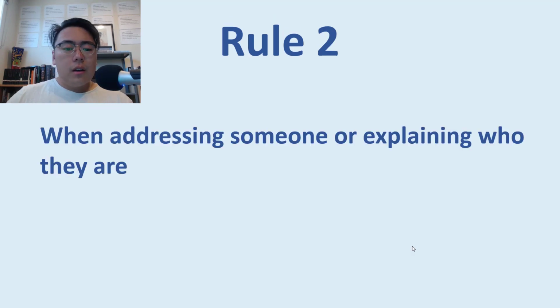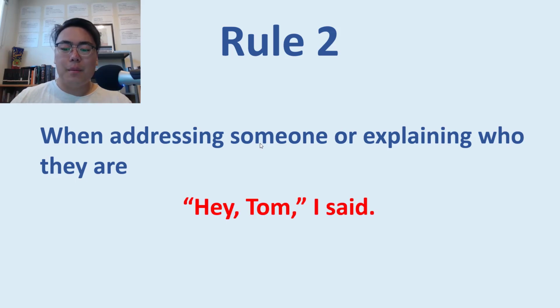Number two, you can use it when you're addressing somebody or explaining who they are. A really easy mistake to make when you're doing creative writing or fictional writing as well. If you say, hey Tom, I said. In the example, we're addressing Tom. That is the character that we're saying hey to. So before we address him, we need to put the comma. Hey, Tom. And then because it's dialogue as well, another place where we can use a comma, we're going to put the comma there as well.